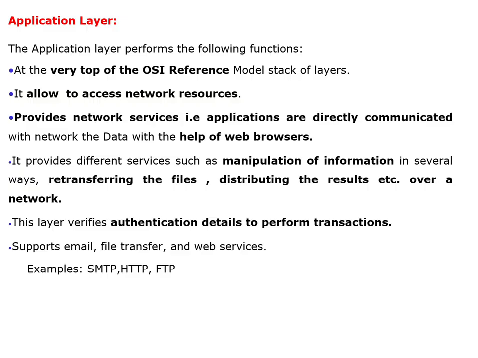And it performs the following major functionalities: manipulation of information. So what type of manipulations do we need to do? Retransmission of files, distribution of results over a network communication, and verifying authentication details, that is, user authentication details to perform the transactions. It supports different types of protocols, providing different types of services: email services, file transfer services, web services.